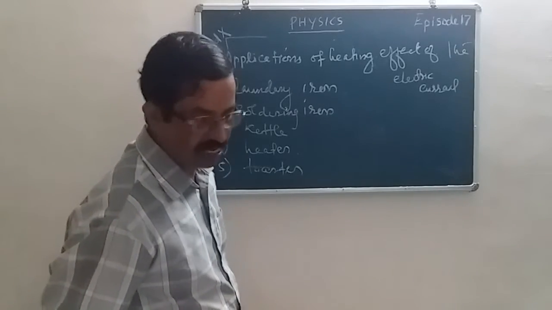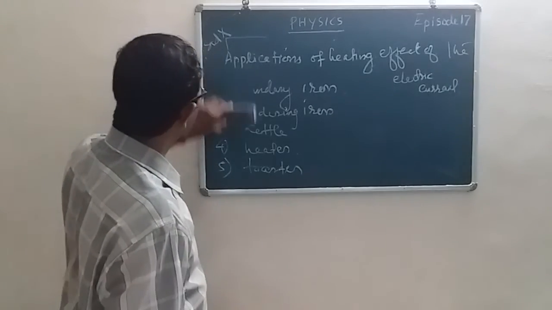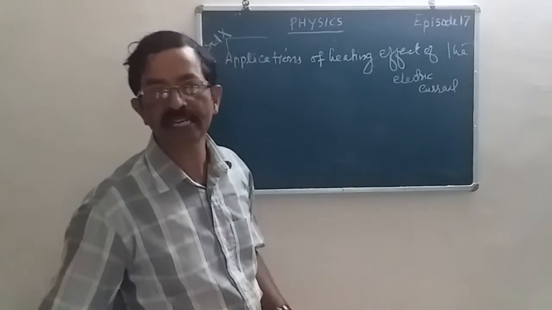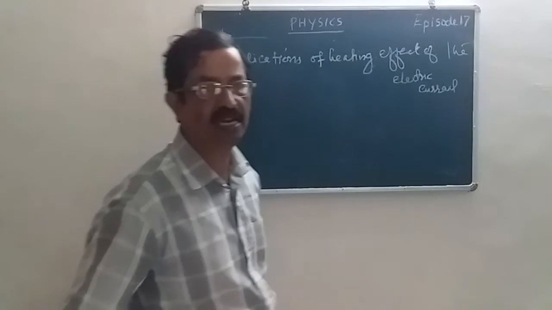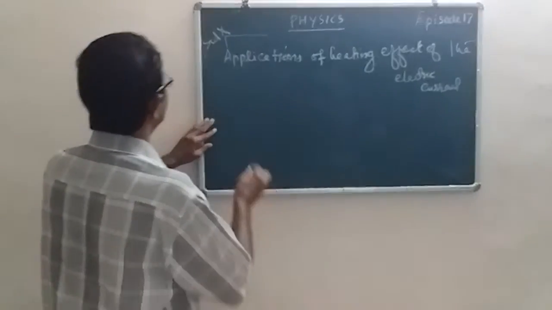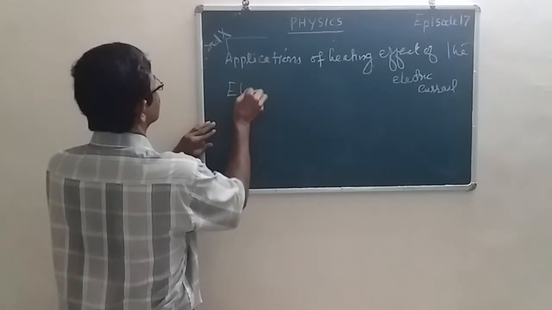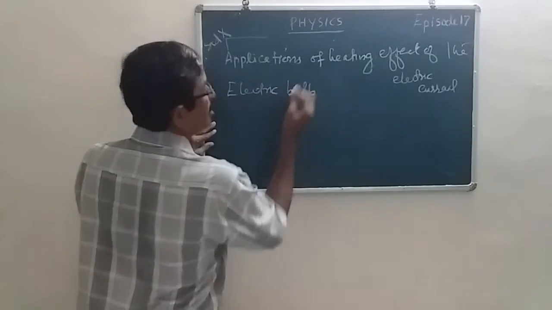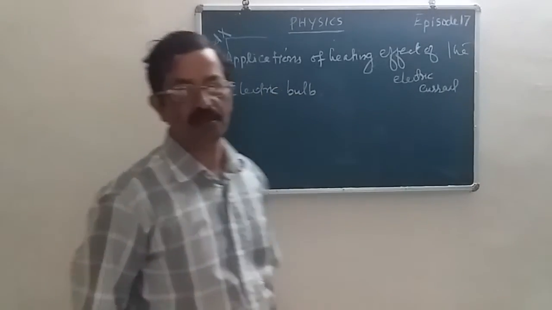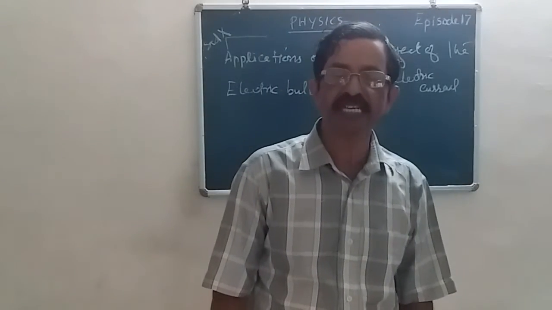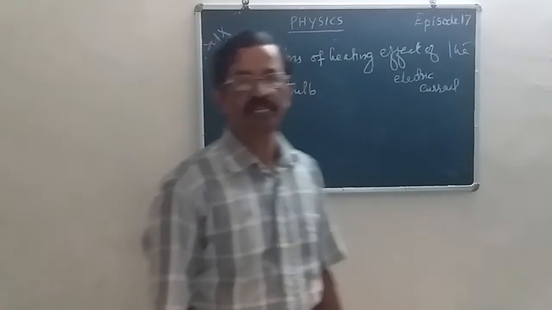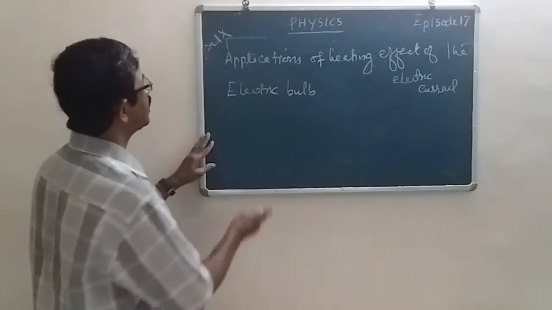In some lighting devices, there also we make use of the heating effect. For example, in an electric bulb, we use the heating effect of electric current. In an electric bulb, there is a filament.